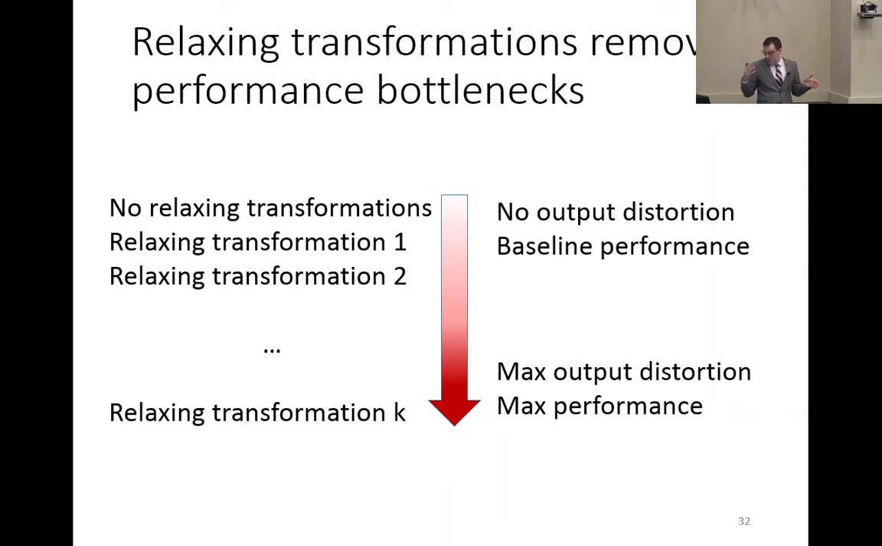But also, we don't have any output distortion. And then we have very aggressive relaxing transformations that break a lot of dependencies, gaining a lot of speedup, but we also increase the chances significantly to change the output quite aggressively. And everything in between. So the question is which one we should use and where we should apply it.